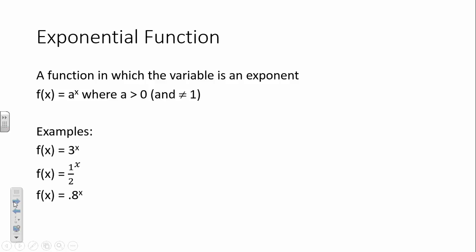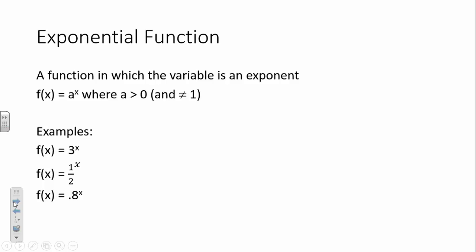We define an exponential function as a function in which the exponent is a variable. So when we have a variable exponent, we know we have an exponential function, and that function is equal to a to the x, where a is bigger than 0. Our base has to be bigger than 0 to be defined, and a is not equal to 1. Okay? A has to be bigger than 0, and it can't be 1.